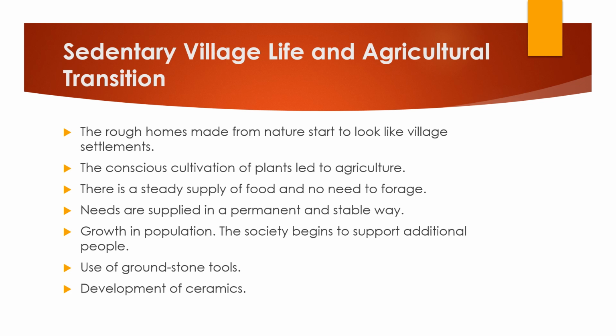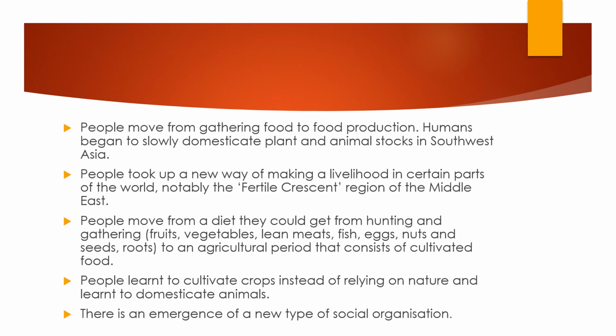When they moved from hunting to gathering, food communities began to increase their economic reliance on the production of food, gradually turning into agricultural communities. So people moved from gathering food to food production. Humans began to slowly domesticate plants and animal stocks in Southwest Asia. People took up new ways of making a livelihood in certain parts of the world, notably the Fertile Crescent region of the Middle East.